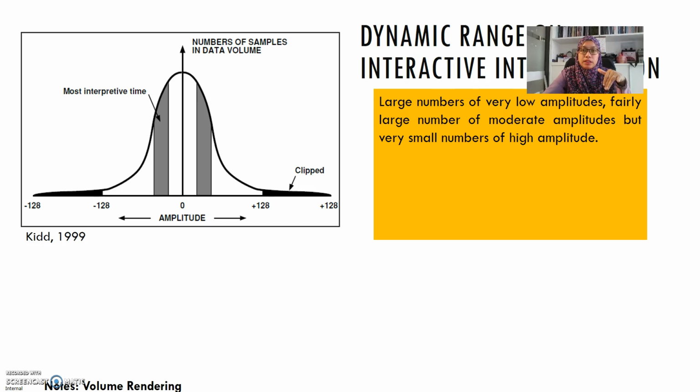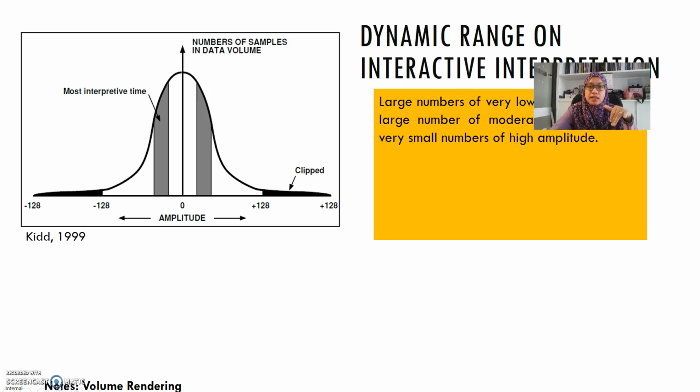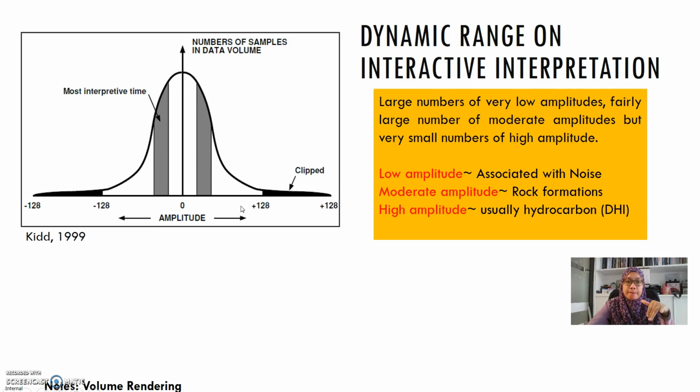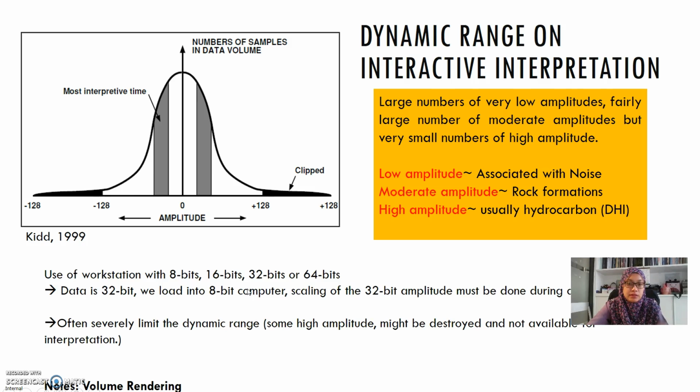So in a dynamic range of interpretation, the large numbers are represented by a seismic trace. This is known as the amplitude curve. I will teach you about this amplitude curve during the seismic amplitude attributes in the next few slides.